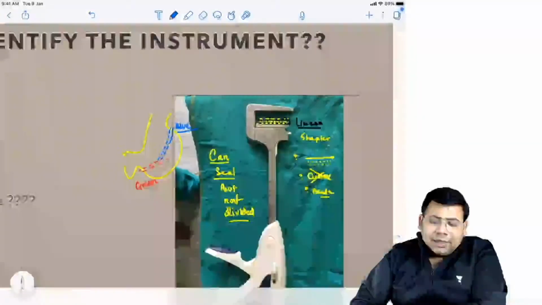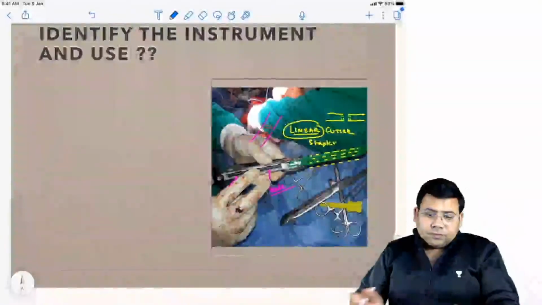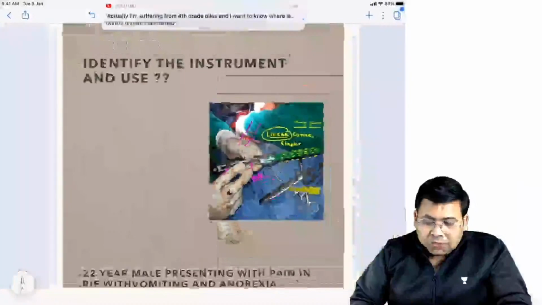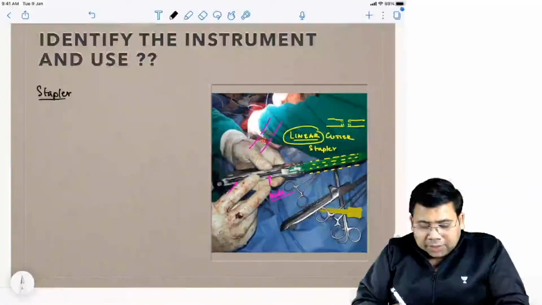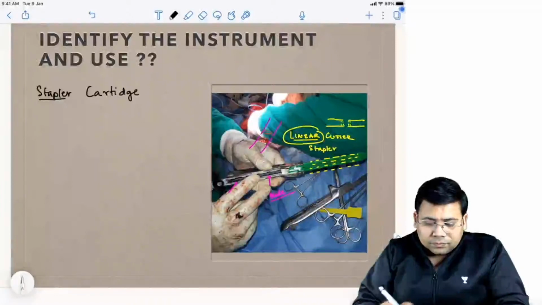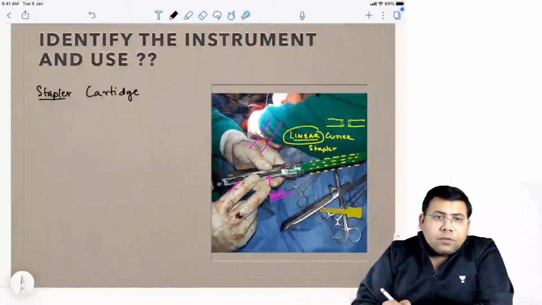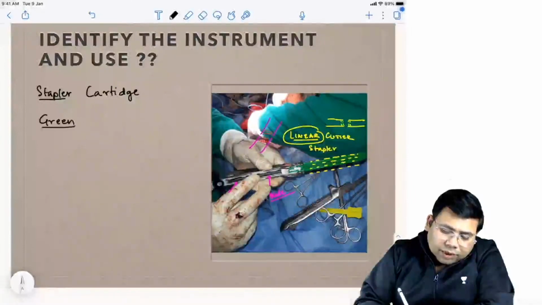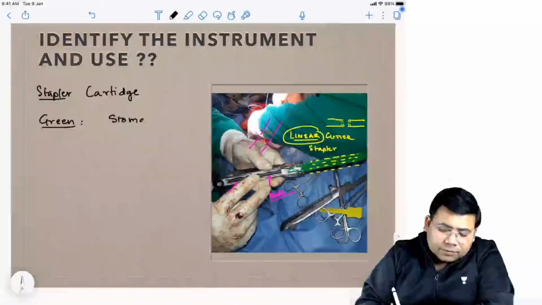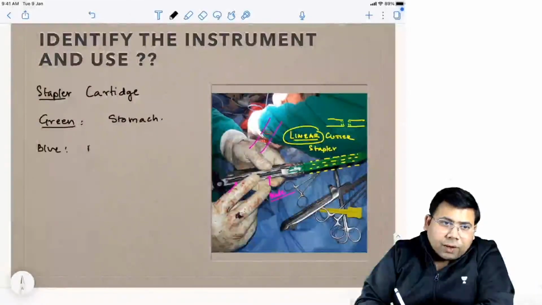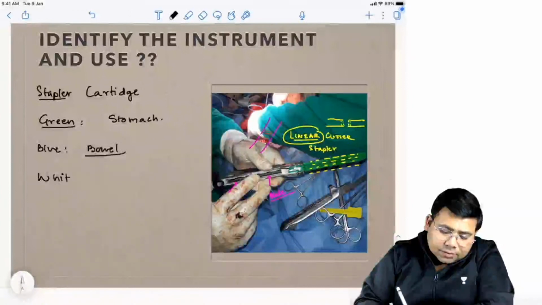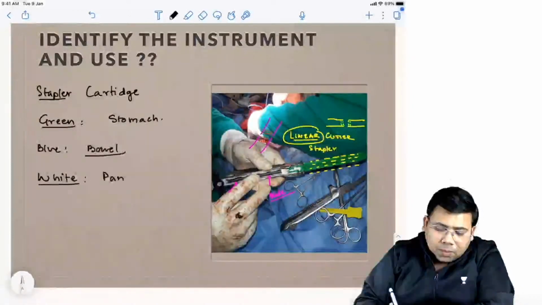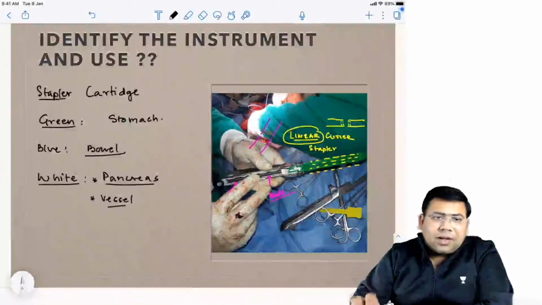Is that clear? I'll tell the color codes. So let us try to understand stapler cartridge colors. Green is for thick tissues, therefore for stomach. Blue is for bowel. White is for pancreas and also for vessel.